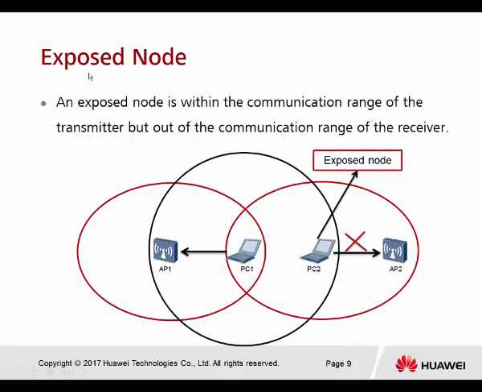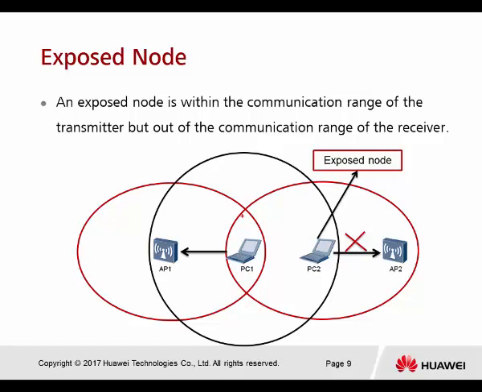Then the next one, the exposed node. An exposed node is within the communication range of the transmitter, but out of the communication range of the receiver. So right now, PC1 and PC2 can scan each other because PC2 is inside the PC1 range. Same, PC1 is also inside the PC2 scanning range. So in my range, I can detect PC number 1, and PC number 1 can also detect PC number 2. So both of them have no problem.